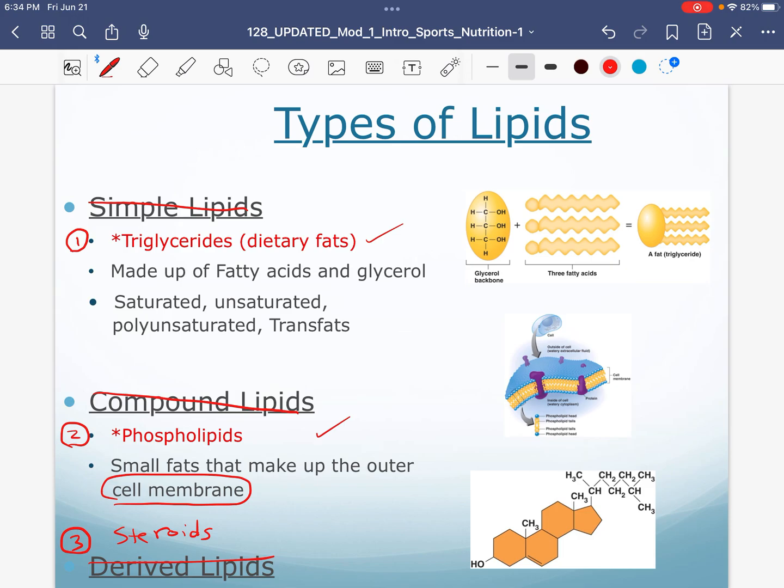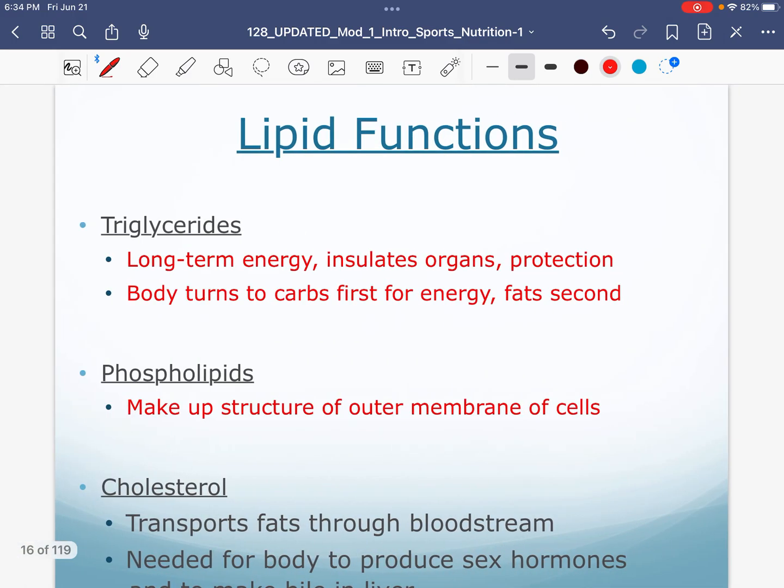Hopefully you're filling out your outline, taking good notes so we can keep it simple, okay? 2 types of lipids to know right now. Triglycerides, the dietary fats in food. Phospholipids that make up the cell membrane. Functions. Those triglycerides, energy. But just like the carbohydrates, we're going to be a little bit more specific. Whereas the carbohydrates were the energy source that our cells go to first. Fats are what our cells go to later.